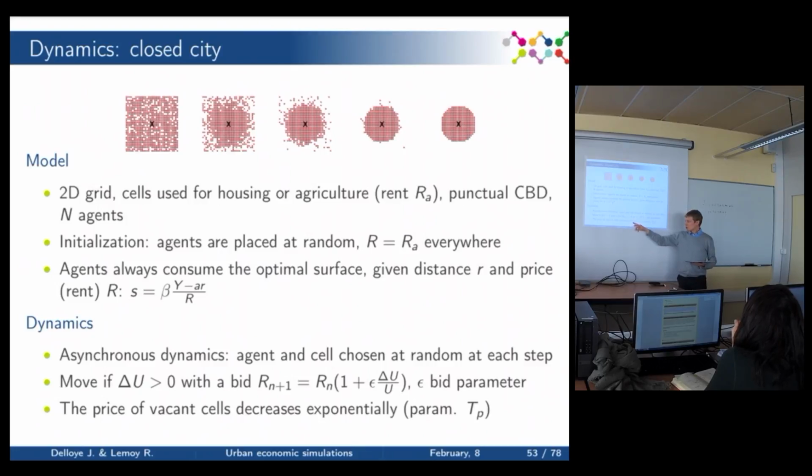So I just chose to have the price decrease exponentially. It decreases by a fixed factor at each time step. Is that clear? And this is also ruled by another parameter. So there are two parameters additional to the ones we saw before for the dynamics. We had just a static model before, now we have the dynamics, and we have added two parameters: this epsilon, and this TP, which is the characteristic time of decrease of the price for vacant cells.